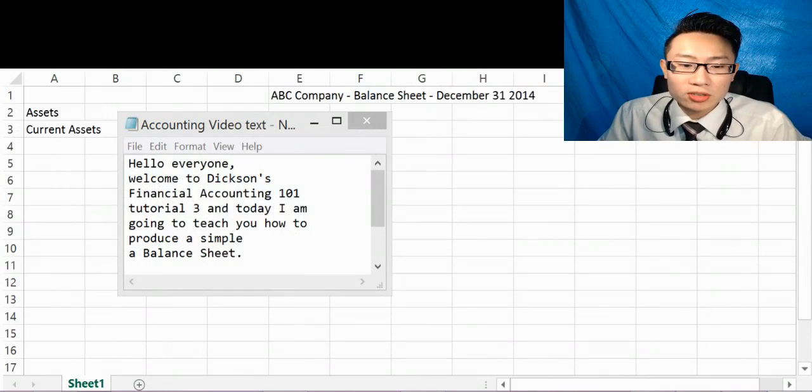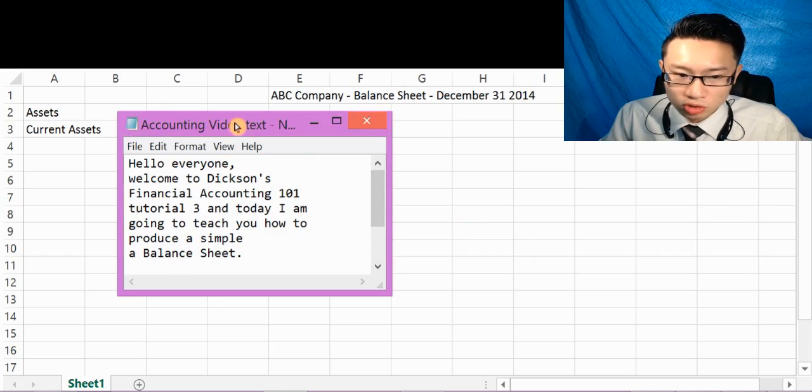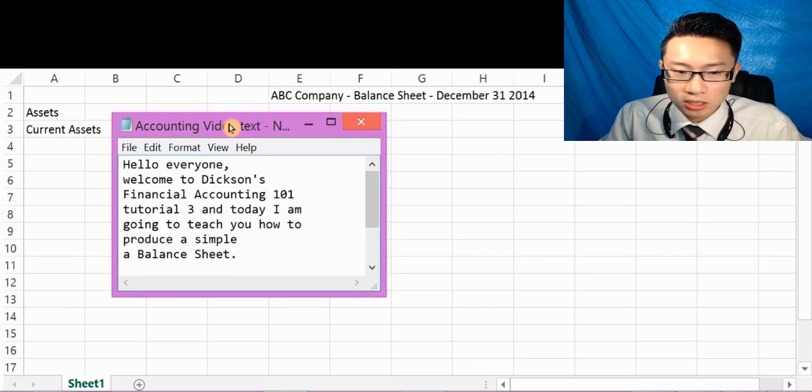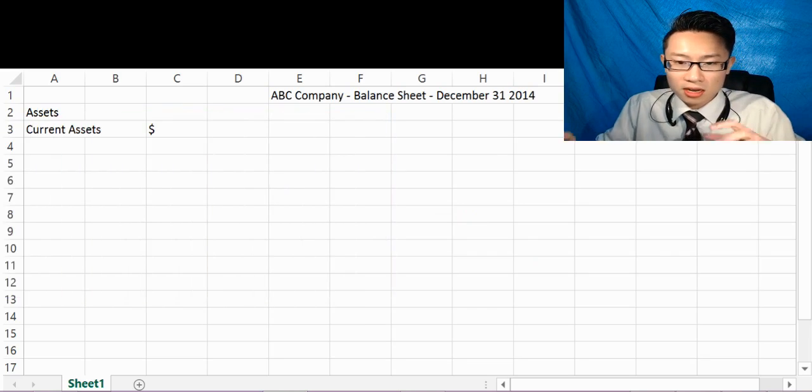And today I'm going to teach you how to produce a simple balance sheet. I don't have any data to show you how to produce a balance sheet, but I want to categorize the categories into each section and teach you how to sum up the totals.